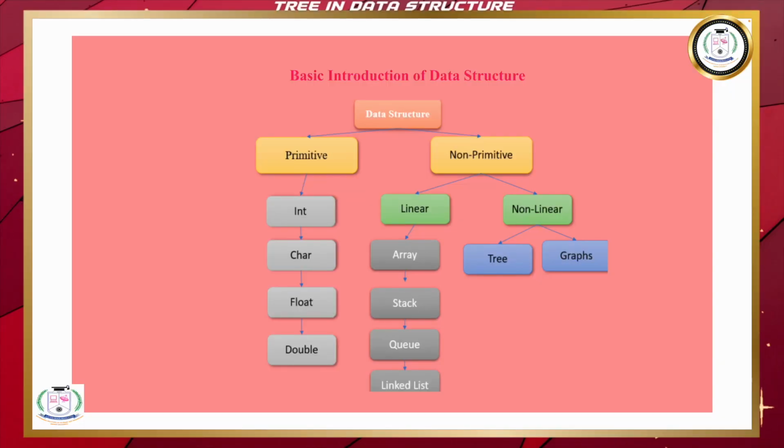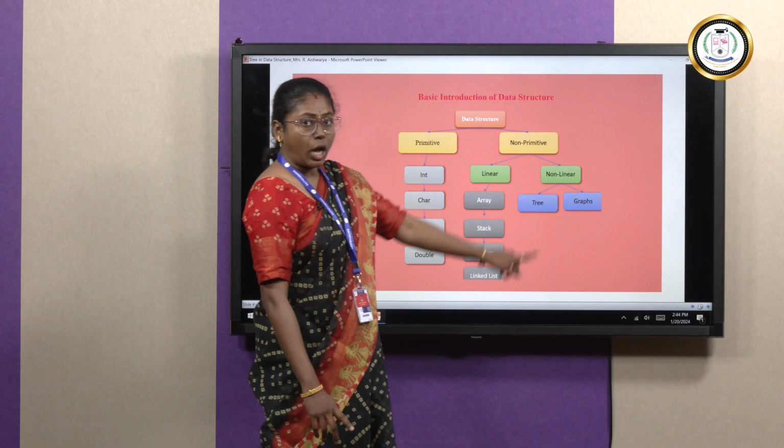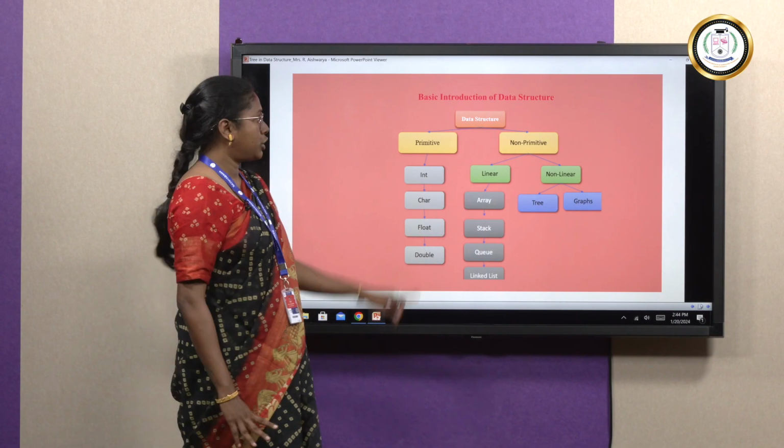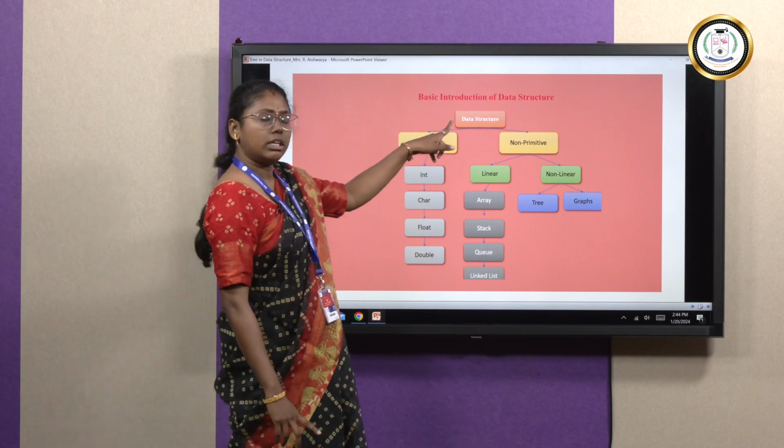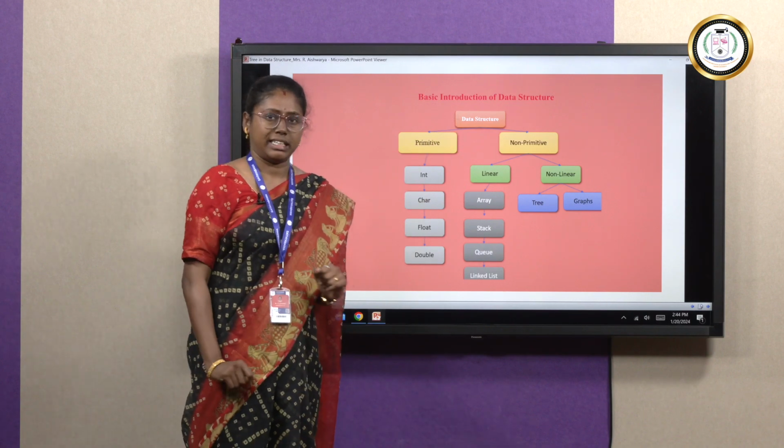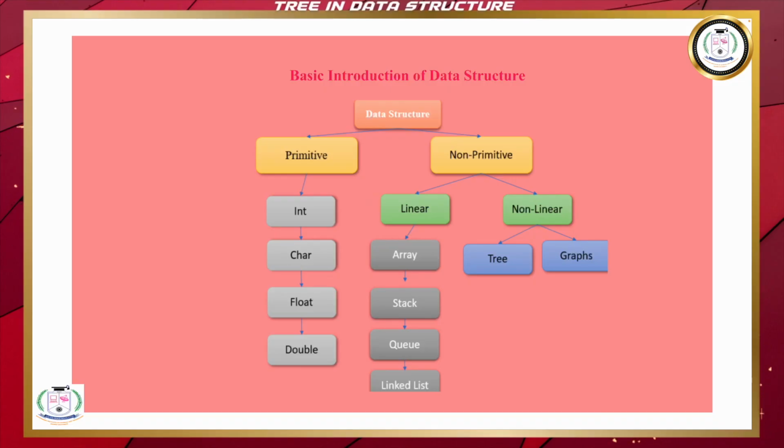And the next one, what is the basic introduction of the data structure? Today's concept is all about a tree. I'm going to tell you some basic introduction about the data structure. As we said, the real life example of data structure is a restaurant, and now the data structure can be divided into 2 types. One is primitive, another one is non-primitive.